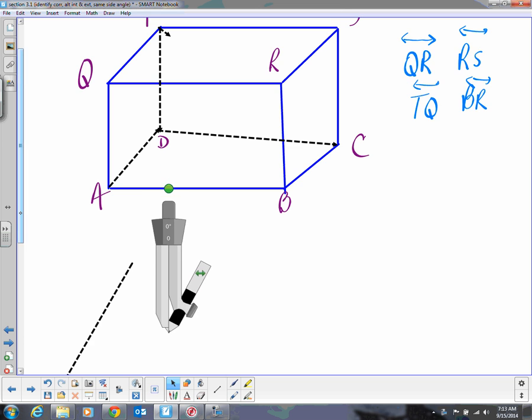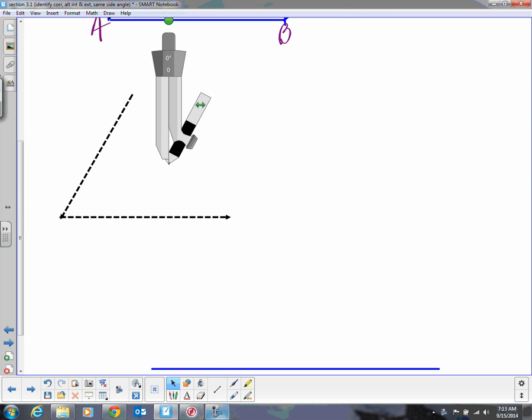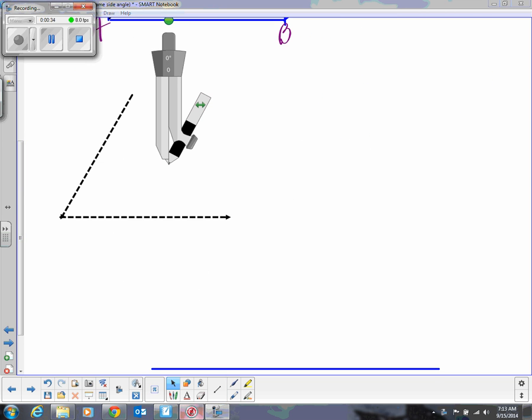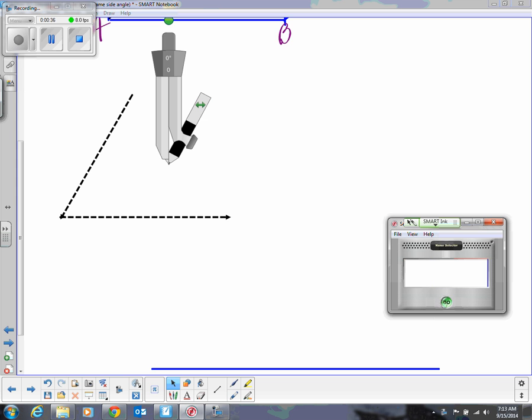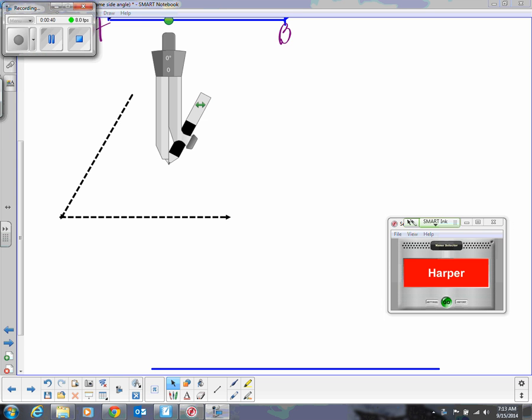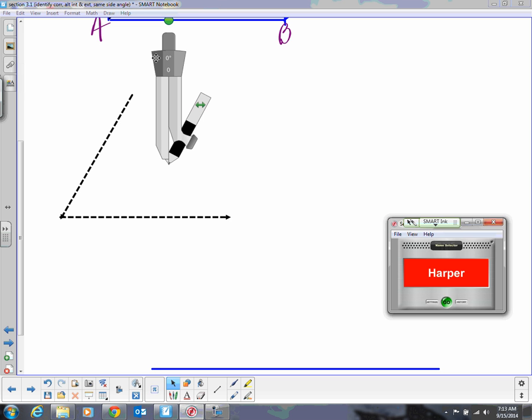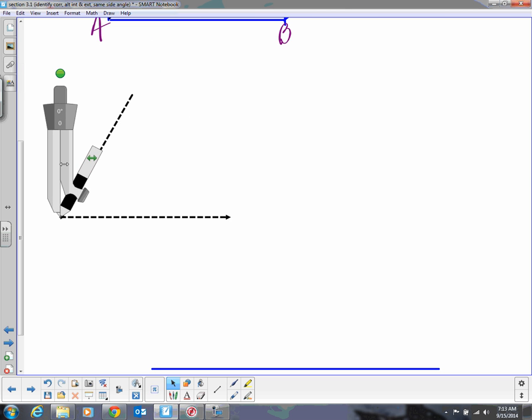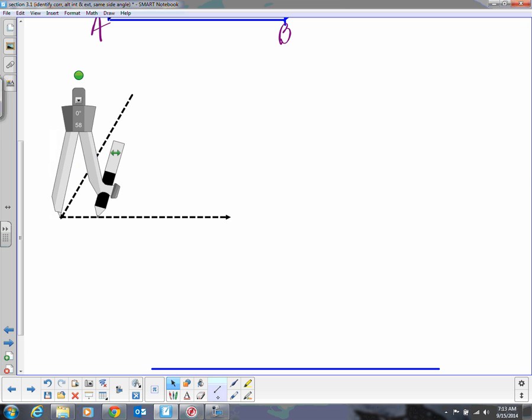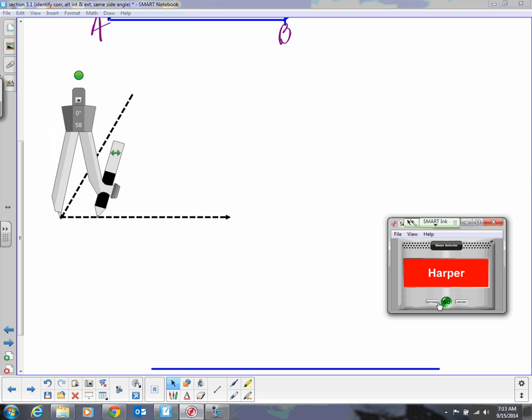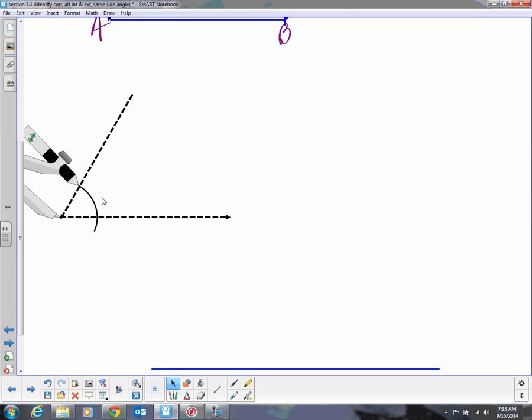All right, so I've got my compass, and the question to start is, where do I put my compass point? Harper? I put the compass point on the vertex of the angle. What am I going to do after I get it on the vertex? Eric? Draw an arc that intersects both sides.